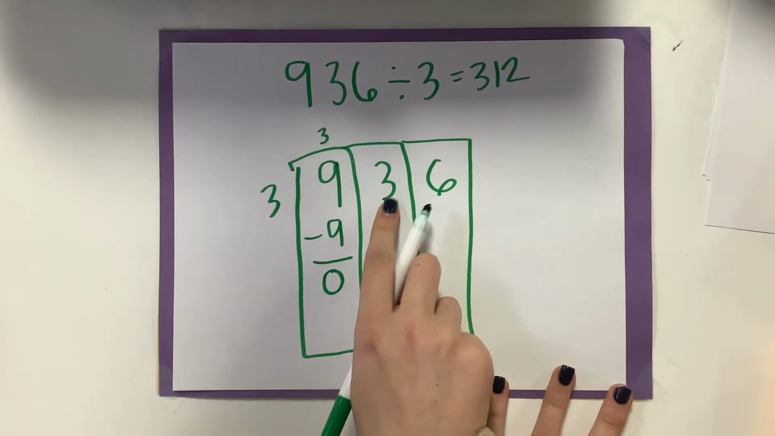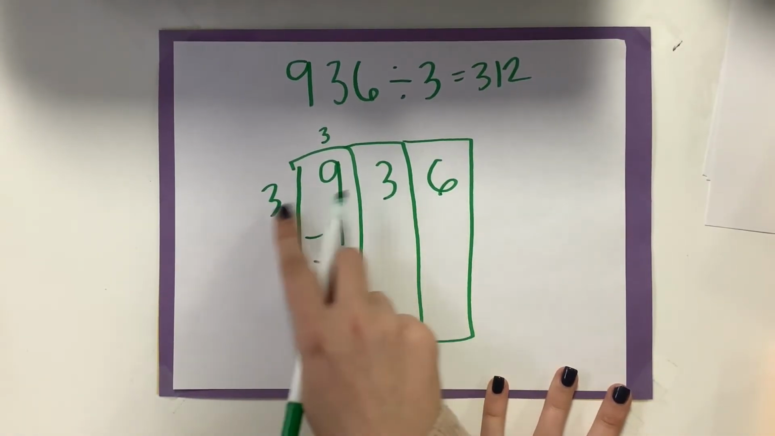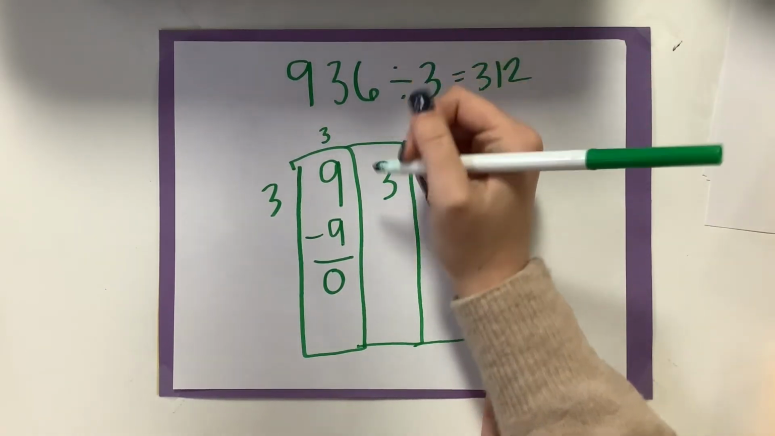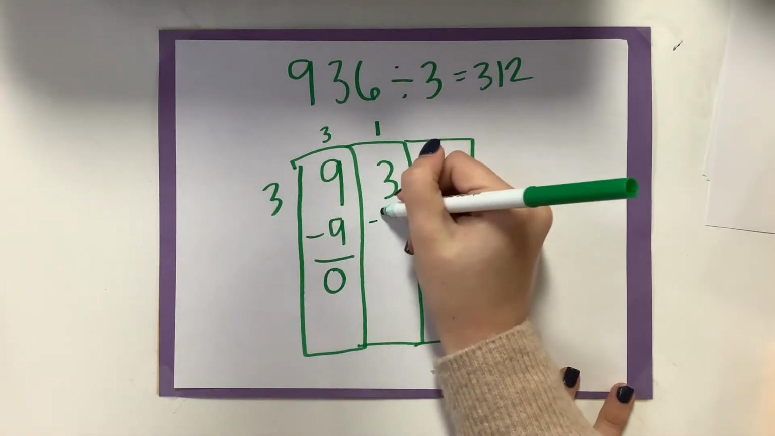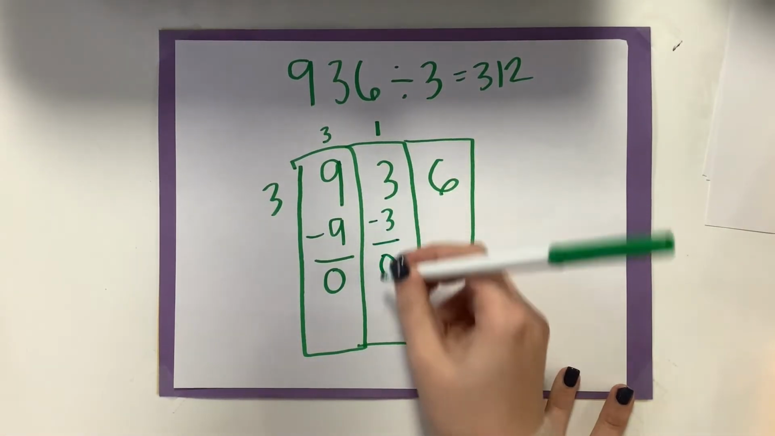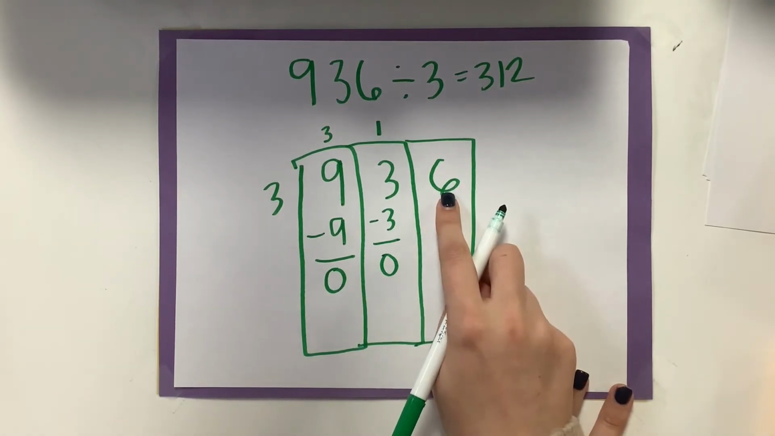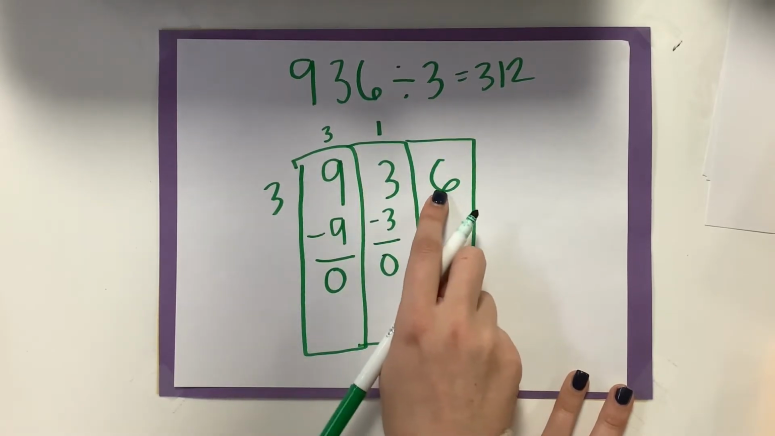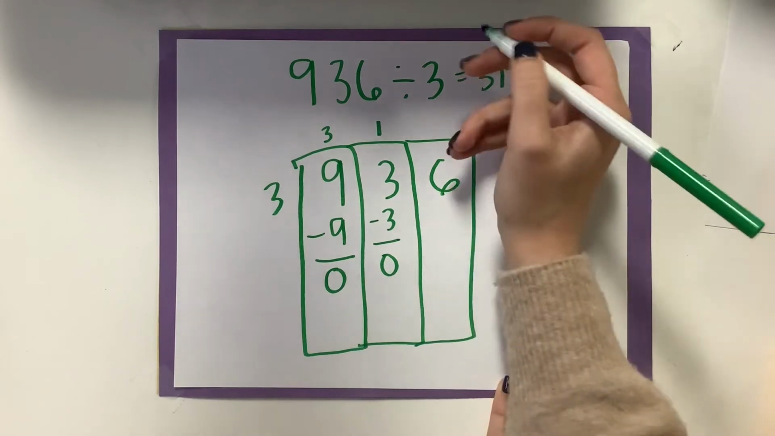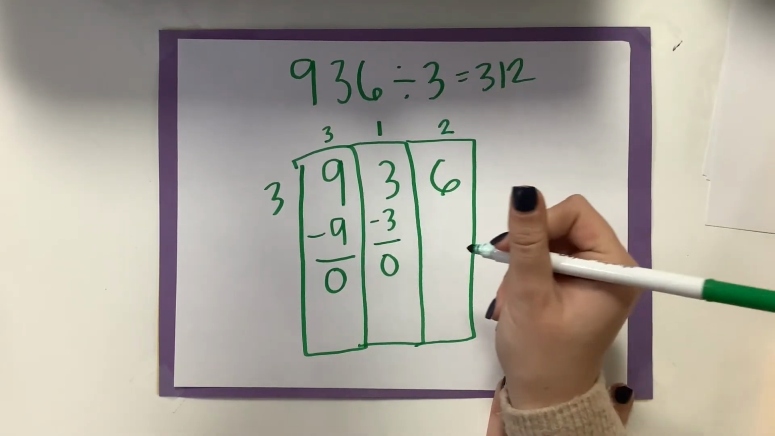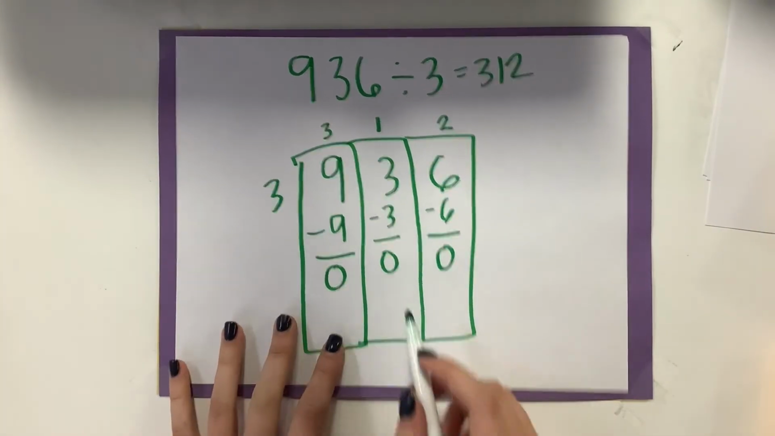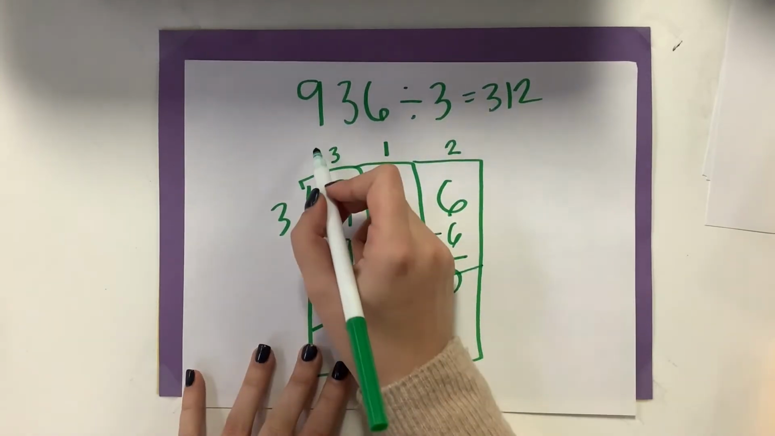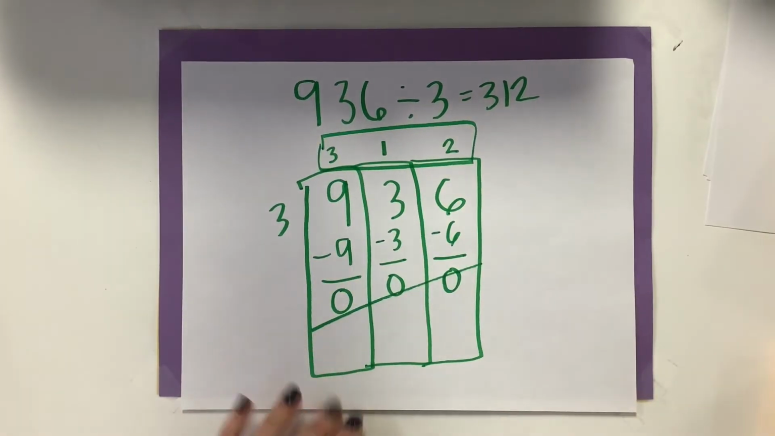Now right here, I had to divide my 3 tens by 3. So I could give each card 1 10. When I gave each of the 3 cards 1 10, I gave away 3 tens. So I had no tens left. What about this one? I had 6 ones, and I divided it into 3 cards, so each card got 2 ones. I gave away 6 ones. I had none left. Again, I had no remainder, and my answer was 312.